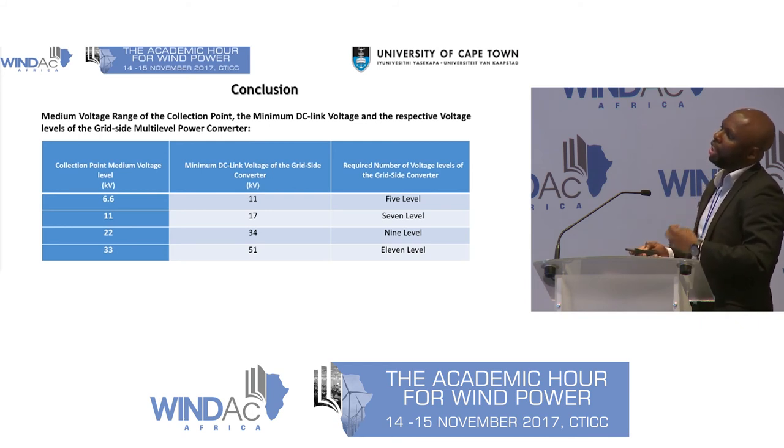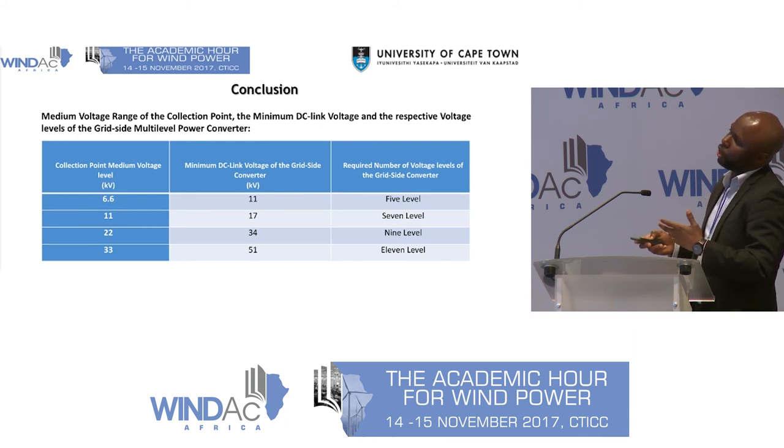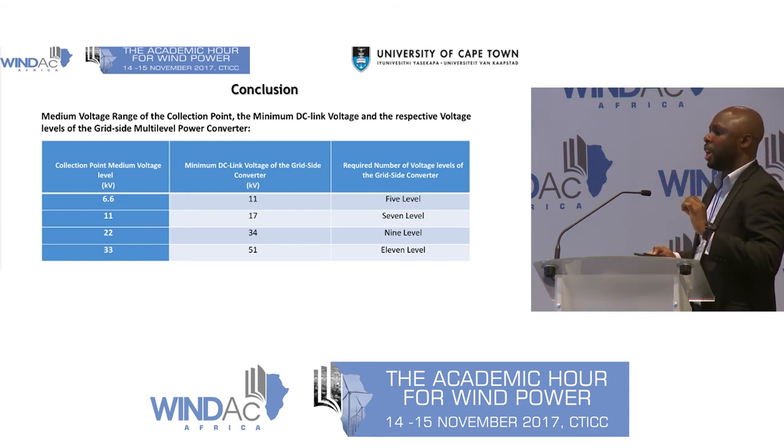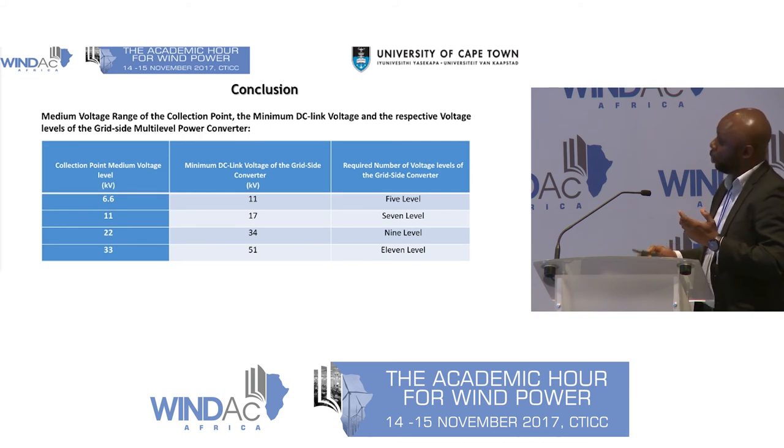34.5. Now, the medium DC link voltage required for this was calculated to be 11 kV, 17 kV, 34 kV, and 51 kV. In order to have a multi-level converter, you need a 5-level, a 7-level, a 9-level, and an 11-level if you were using a 4.5 kV IGBT module.